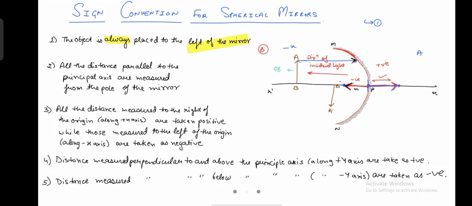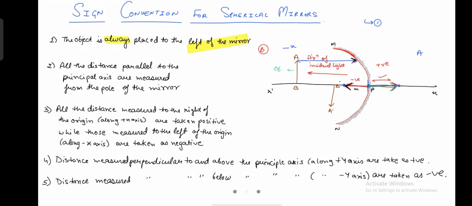I know this thing is very, very confusing. That's why a very easy way is that you take this A side as positive, B side as negative. All the distance towards the A side will be measured as positive and the B side as negative. Also, you can understand the same thing with the help of the direction of incident light, that all the directions which are taken along the incident, starting from the pole, you are going towards the incident.